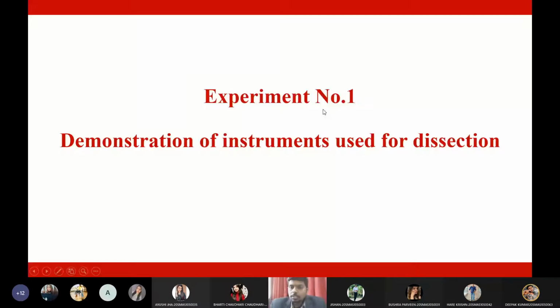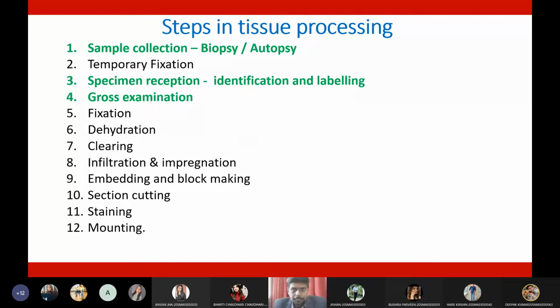Okay, so demonstration of instruments. So what instruments do we require for gross examination? Now, in the gross examination, let us assume we got a specimen. I hope everyone is paying attention, right? Is everyone listening to me, students? Yes, sir. Yes, thank you. Fine.